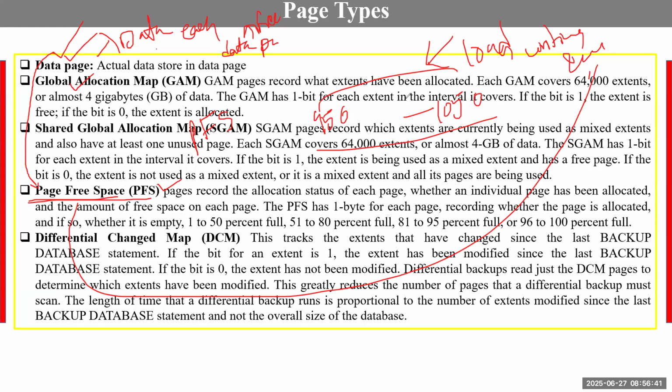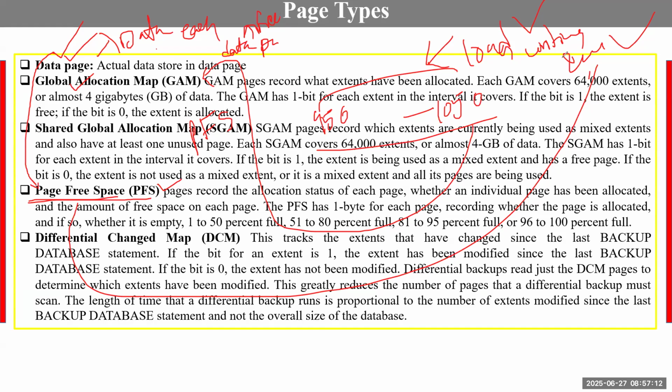It needs pages. You are loading massive data. Then it will go and ask the GAM page. Hey GAM, I am loading some data. Will you provide me the extents? Now GAM will start allocating the extents to your operation. Okay, everyone, getting my point?